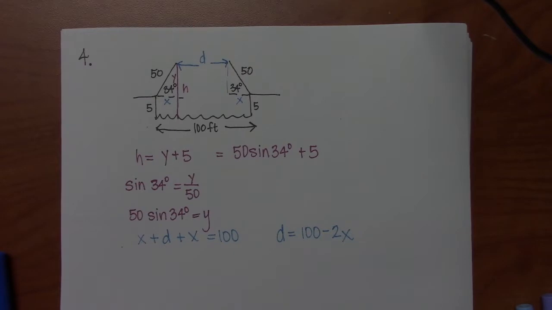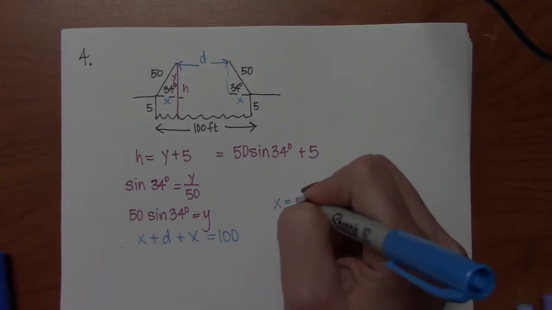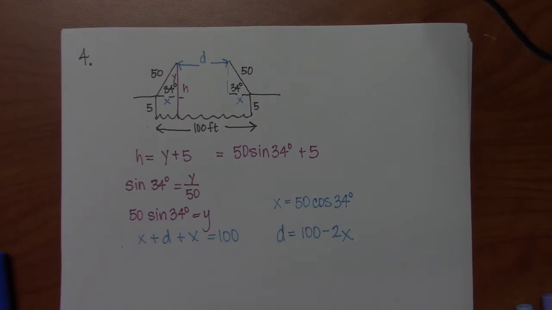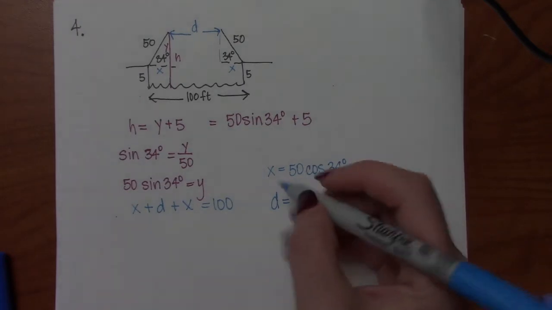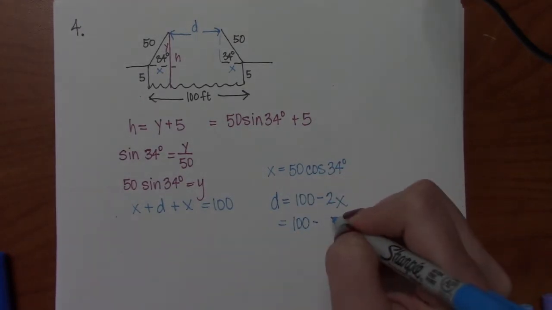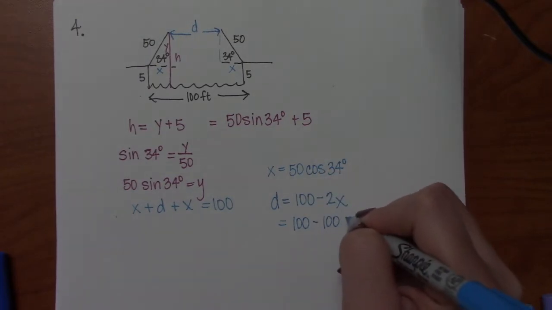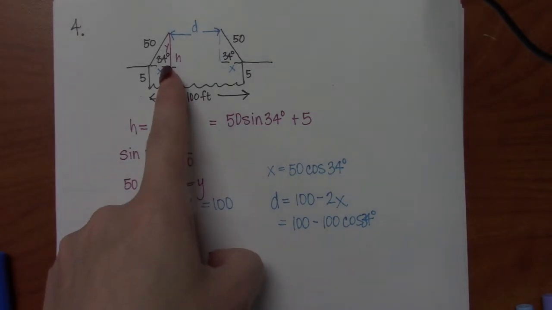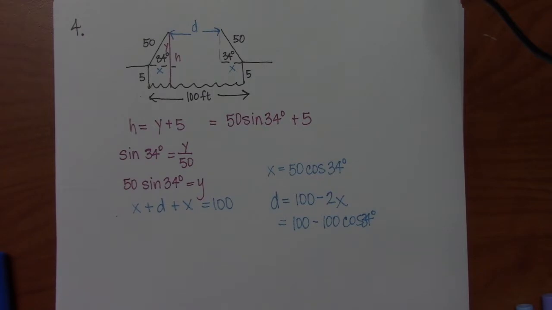Since y was the opposite side, x is the adjacent side, so x is going to be 50 cosine 34 degrees, because we just do adjacent over hypotenuse. Now when I plug it into my formula, D is going to be 100 minus 2 times 50 cosine 34 degrees, which is 100 minus 100 cosine 34 degrees. So we now know how tall a ship has to be to clear it, and we know the width of a ship. A small ship might be able to squeeze under the arm, and a really tall ship would have to go through the middle, but we'd have to make sure it's not too wide to fit through.